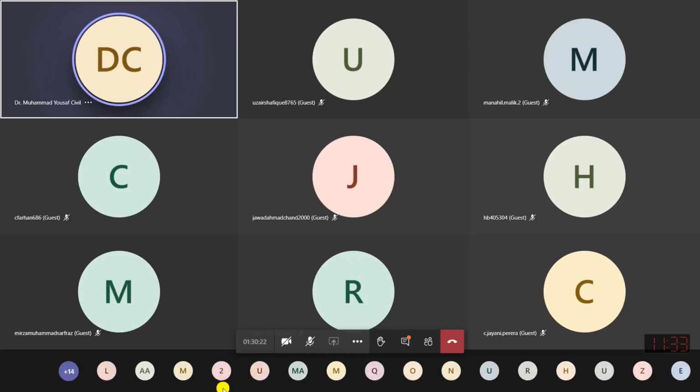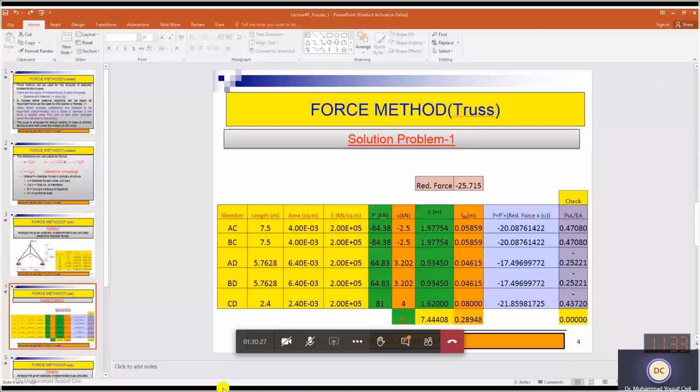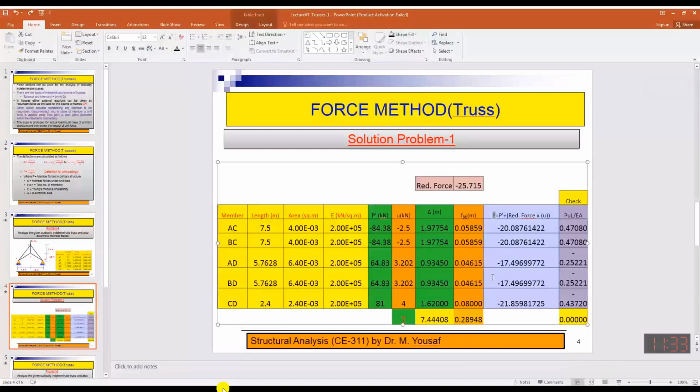Now in this case, you can see this is written over there. P is equal to P dash. What is this one? This is the force in the primary structure.